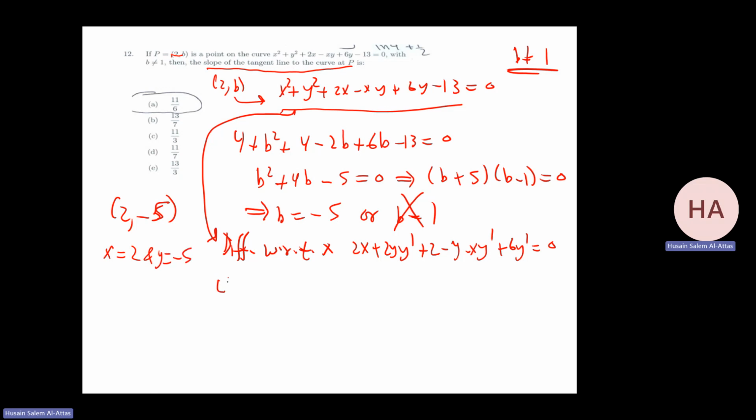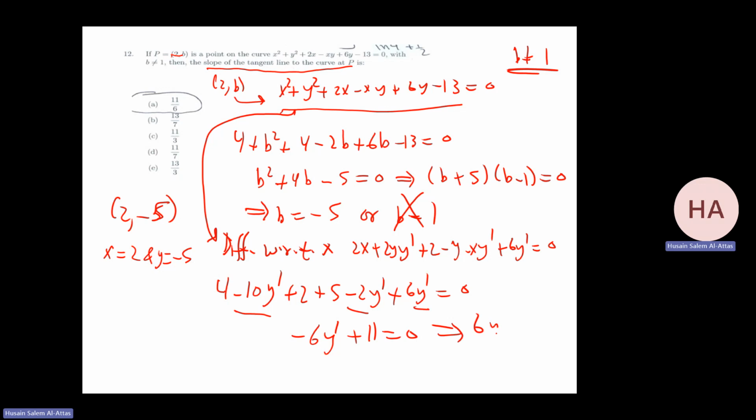Yeah, that will be 4 minus 10y prime plus 2 plus 5 x y prime minus 2y prime, plus 6 y prime equal to 0. So I have 4 plus 2 plus 5. And what is y prime? Minus 10 minus 2 plus 6. So minus 12. I have minus 6 y prime plus 11 equals 0. So I have 6 y prime equal 11. So y prime equal 11 over 6. And that will be the answer.